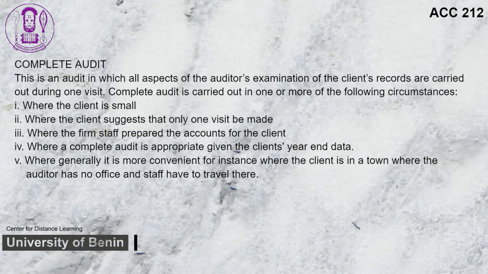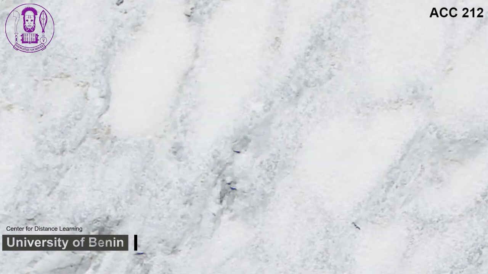1. Where the client is small. 2. Where the client suggests that only one visit be made. 3. Where the firm staff prepared the accounts for the client. 4. Where a complete audit is appropriate given the client's year-end data. 5. Where generally it is more convenient, for instance where the client is in a town where the auditor has no office and staff have to travel there.